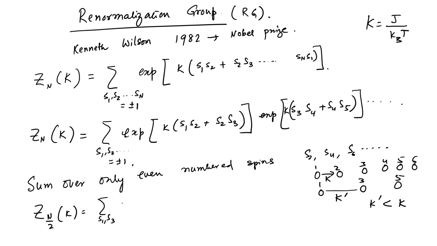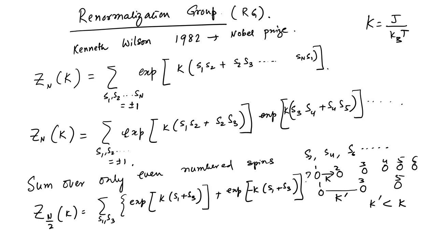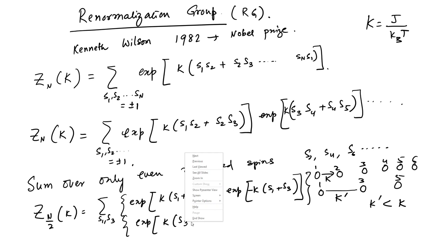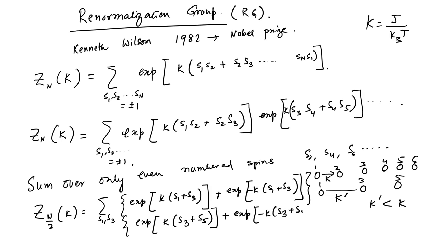So for these n by 2 spins, we have S1, S3, etc., which can be written as exponential k S1 plus S3 plus exponential minus k S1 plus S3, this for S2 equal to plus 1 and minus 1. And for the next term where we do it for S4, we get S3 plus S5 and plus exponential minus k S3 plus S5 and so on. You do it on the even numbered spins.